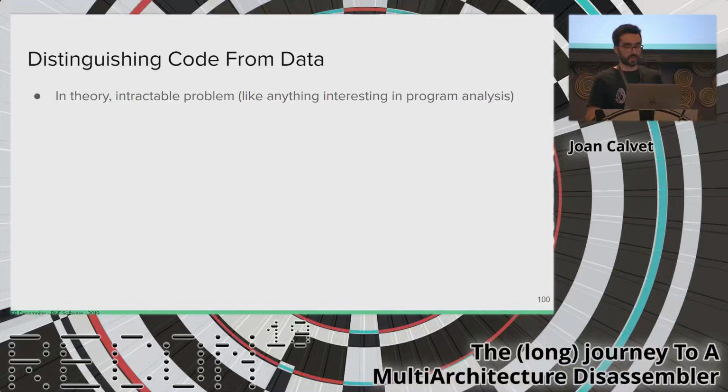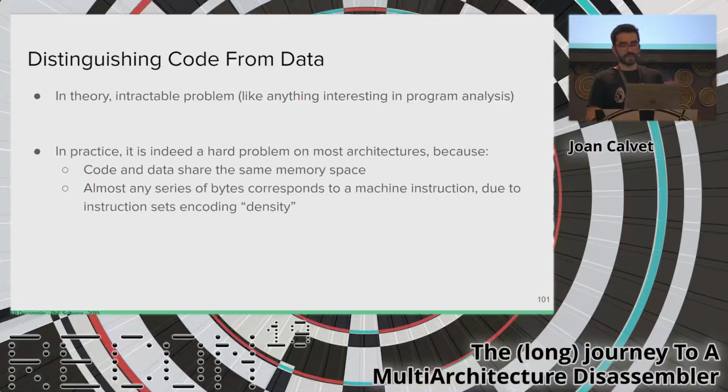In theory, that's a well-known intractable problem, like anything interesting in program analysis, so it's not really helping. In practice, it is indeed a hard problem for most architectures, because code and data share the same memory space, and because almost any values can correspond to a machine instruction, due to the fact that most instruction set encodings are very dense, that they tend to use all possible values. So there is no clear way to know if a series of bytes is code or data at first. But the context can help.